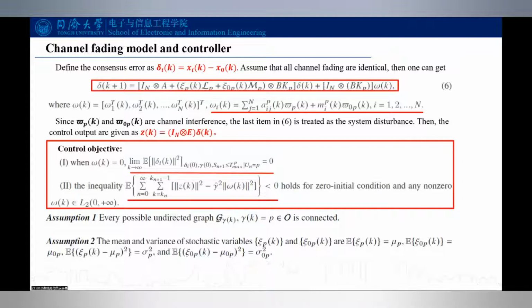Then the control objectives of this paper are as follows.